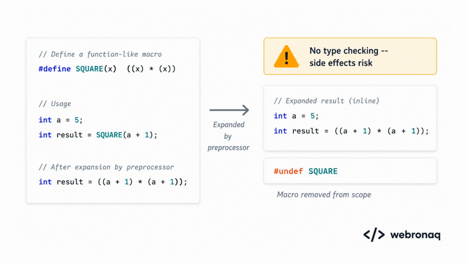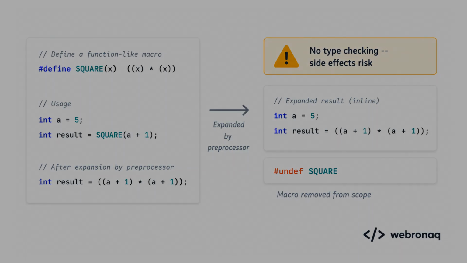Now, when you are done with a macro and want to prevent accidental reuse, you use #undef. That simply removes the macro definition from that point forward. Up next, we wrap everything up and look at the full preprocessor pipeline from start to finish.